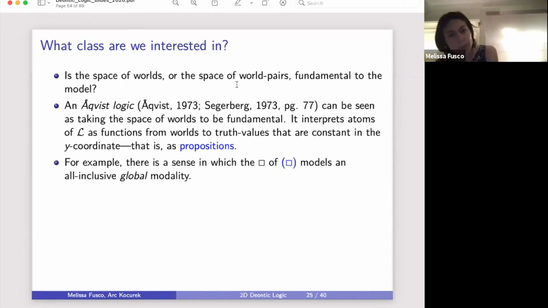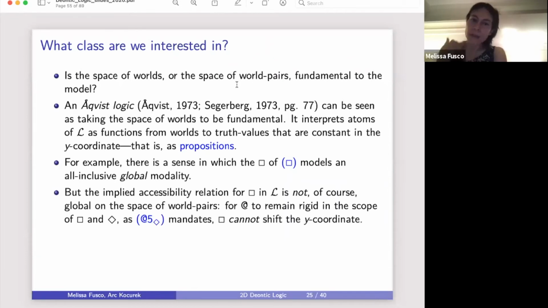So, for example, in this framework, there's a sense in which the box in the semantic entry for the box models this all-inclusive global modality, right? It's supposed to be S5. It's supposed to be, maybe it starts out at the beginning of your life as an agent or something, as maximal in some sense over the possibilities that exist. So it's supposed to be global, but the implied accessibility relation for the box is not, of course, global on the space of world pairs, right? Because it is confined to the horizontal. That's sort of the whole point of two-dimensionalism.